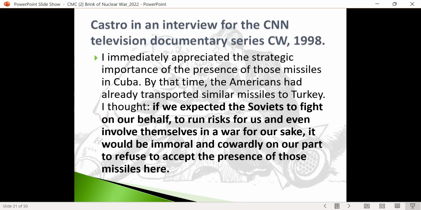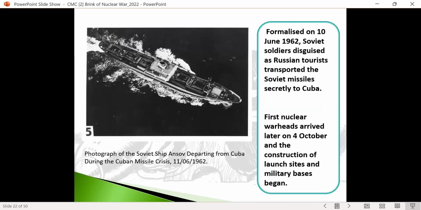He said, if we expected the Soviets to fight on our behalf, to run risk for us, even involve themselves in a war, it would be immoral and cowardly on our part to refuse to accept the presence of these missiles here. What he's saying is that if I expect Khrushchev to fight for me, then I can do a small thing like just accepting these Soviet missiles on my land. It's like a transaction, right? You scratch my back.